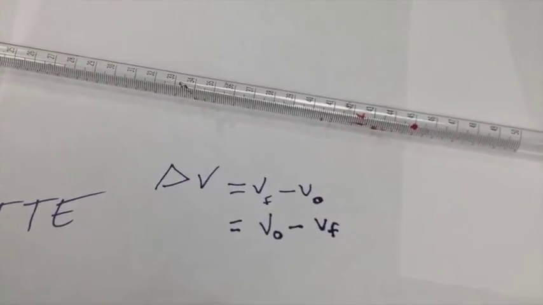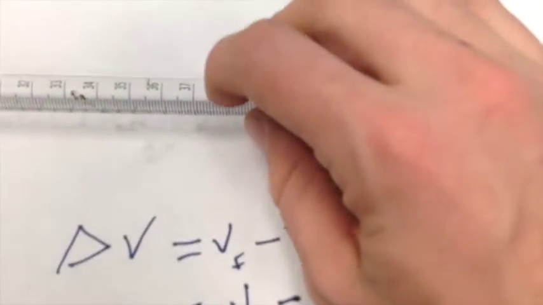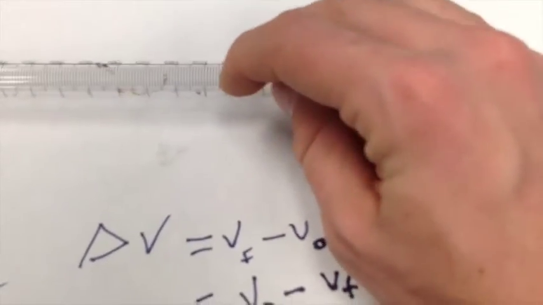It doesn't really matter which way you do it, but you're going to see how much you started with and how much you ended with. Please note that this is a very narrow tube, so we're actually accurate to 1/10 of a milliliter, right?